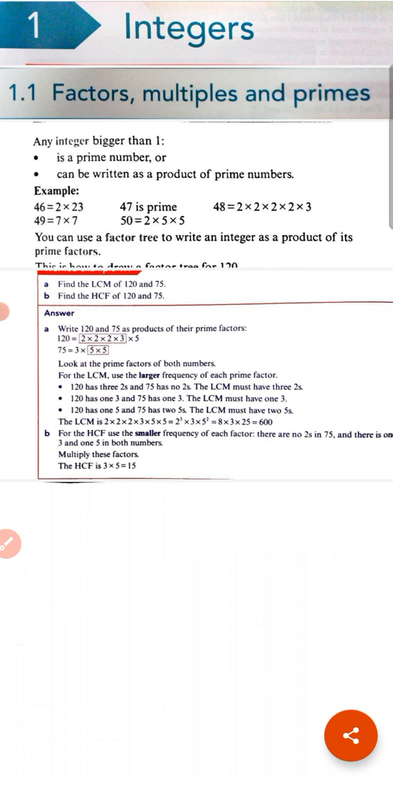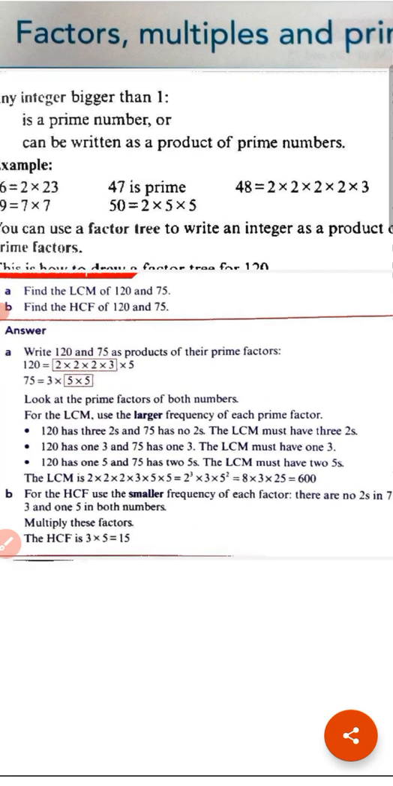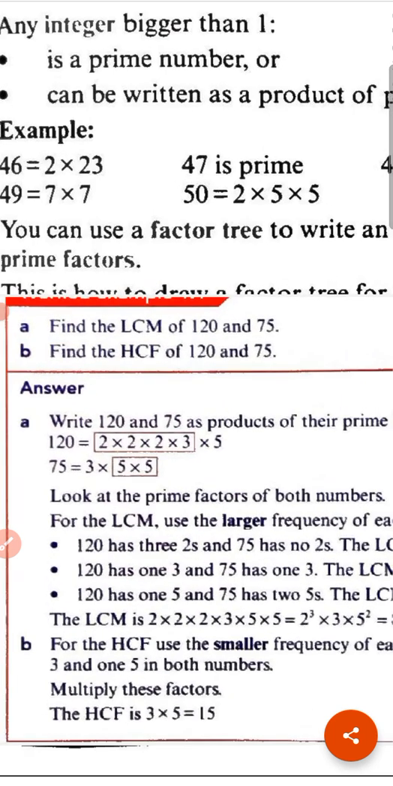So, any integer bigger than 1 is either a prime number or can be written as a product of prime numbers. Prime numbers, or we can convert it into a product of prime numbers, which is known as prime factorization. We can use a factor tree to write an integer as a product of its prime factors. In these examples, 46 is equal to 2 into 23, where 2 and 23 are prime factors, and 47 is a prime number.